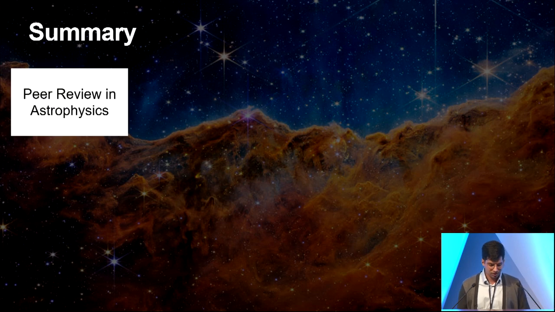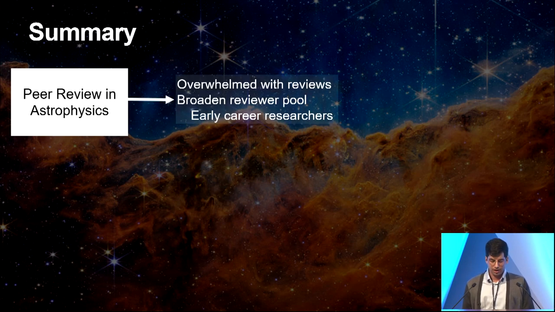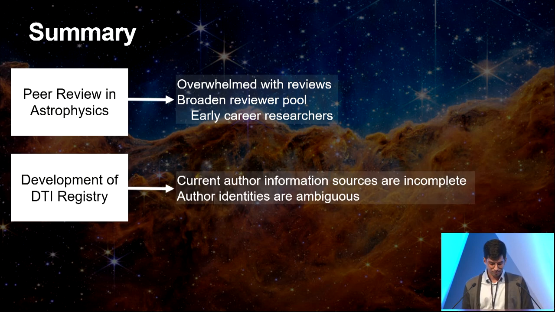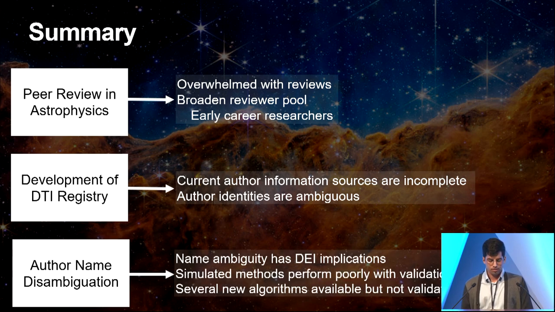And so, just to summarize, in peer review and astrophysics, they have been overwhelmed with reviews, specifically in their allocation of community resources, and we present a way to broaden the reviewer pool. And in our development of the registry, we found that current author information sources are incomplete, which leaves author identities to be ambiguous.